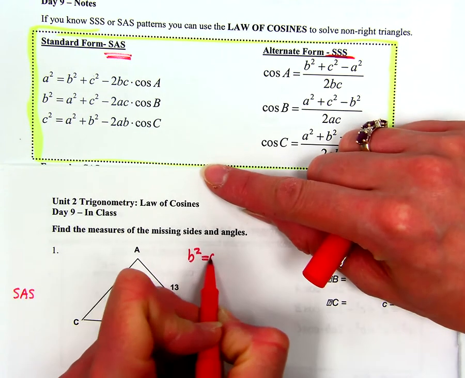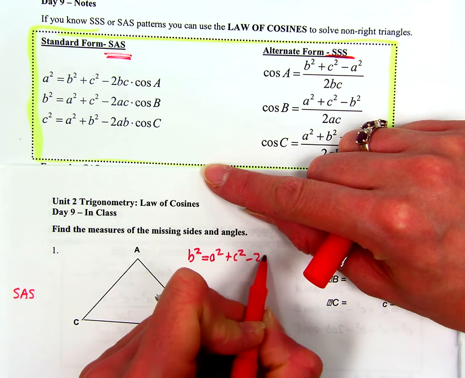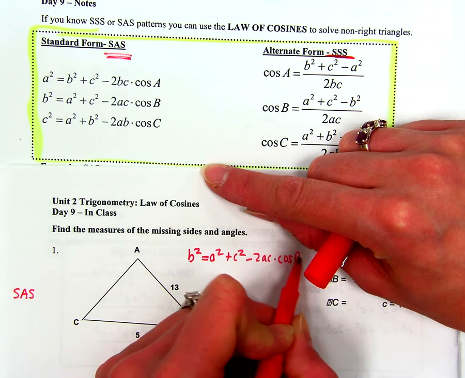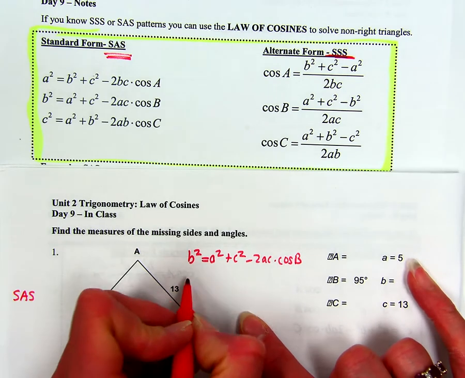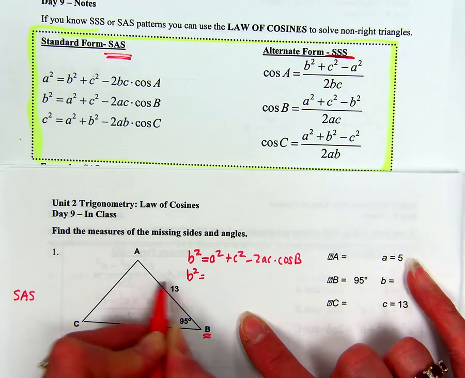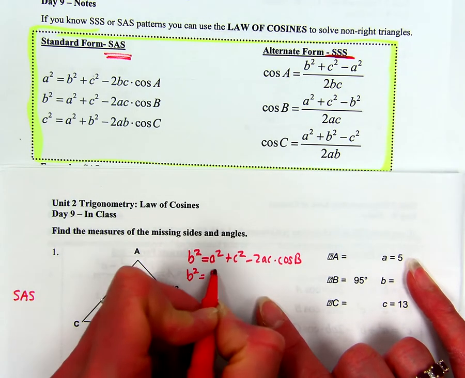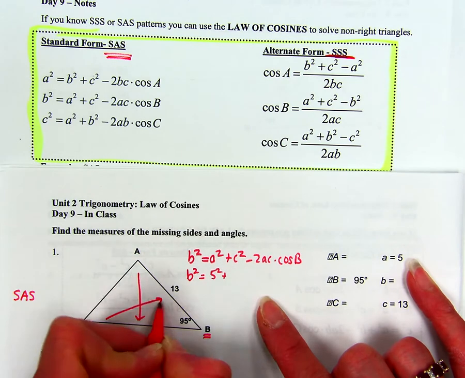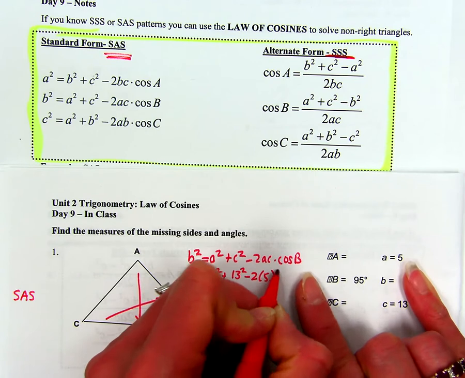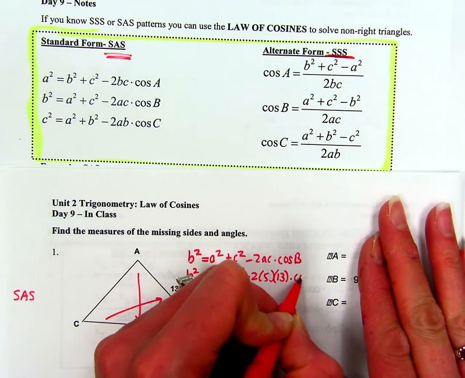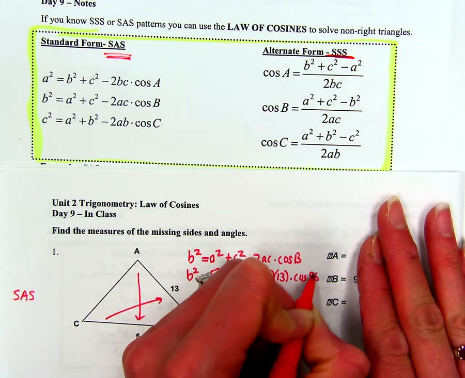So I'm just going to copy it down. And then I'm going to fill in any numbers that we have. So remember, lowercase letters refer to sides. I don't know side b, but I know side a is 5. Side c is 13. And then a again is 5. c is 13. And cosine of angle B is 95 degrees.